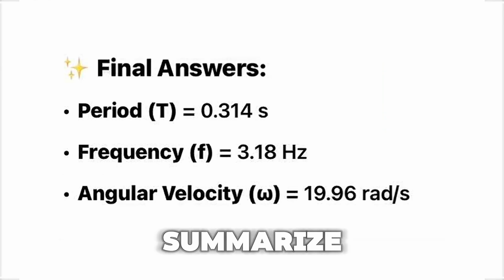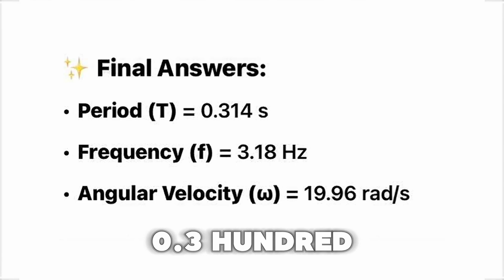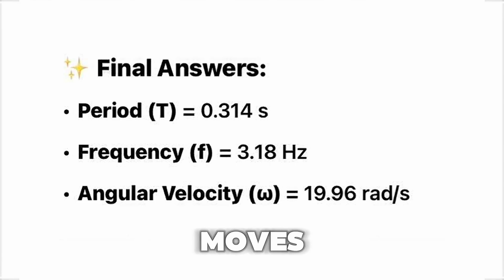So ayun, to summarize, the mass spring system takes about 0.314 seconds for one full oscillation, and it moves 3.18 times per second and has an angular velocity of about 19.96 radians per second.